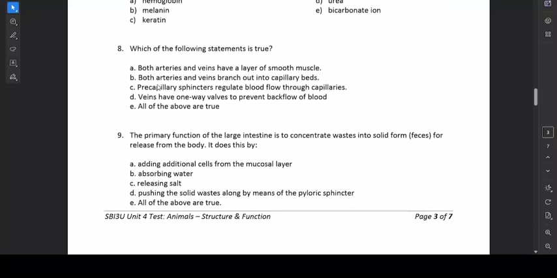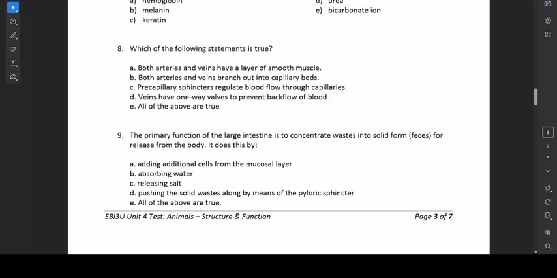Which of the following statements is true? Both arteries and veins have a layer of smooth muscle. So that is not true. Both arteries... oh wait, no, that is true. But before we pick A, we notice that there is an "all of the above" option. So before we go ahead and pick A, we have to look at the rest.